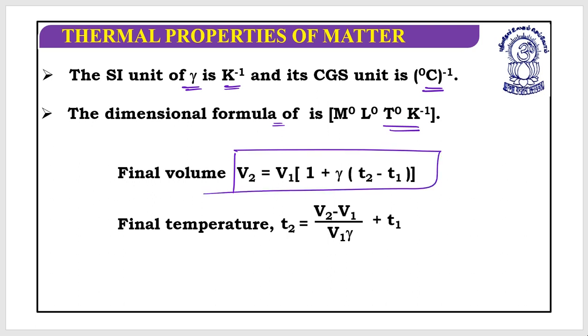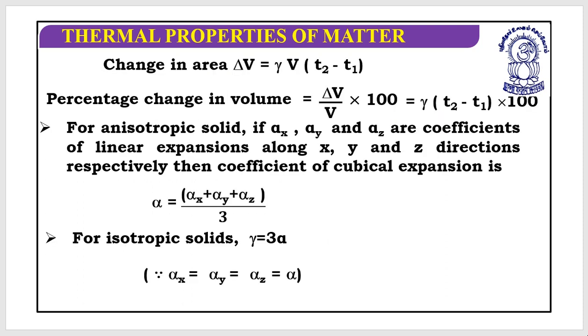Final volume can be written as V2 equals V1 into (1 plus gamma into (T2 minus T1)), where T2 minus T1 is the change in temperature, or the final temperature could be calculated from this. Change in volume, delta V equals gamma into V into (T2 minus T1). Percentage change in volume equals delta V by V into 100, which can be written as gamma into (T2 minus T1) into 100.